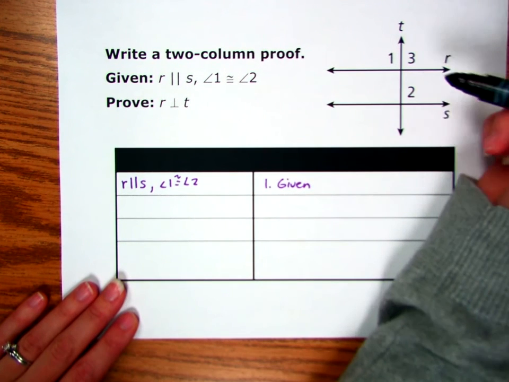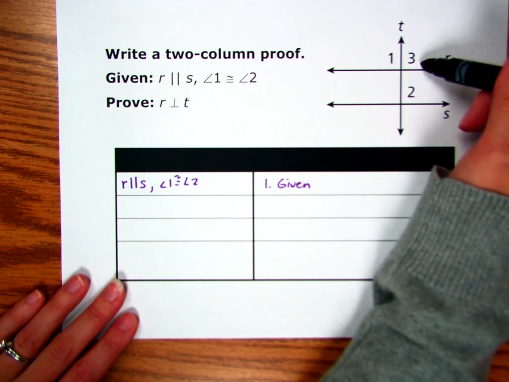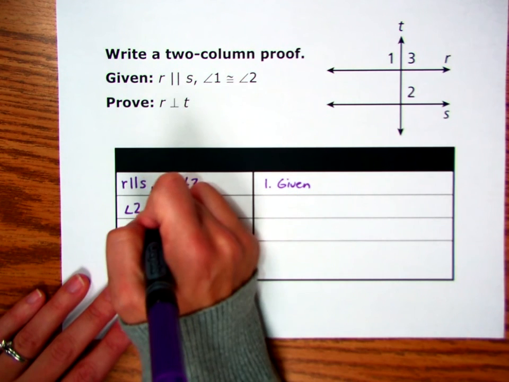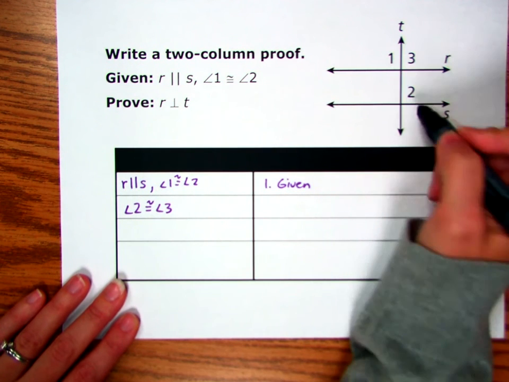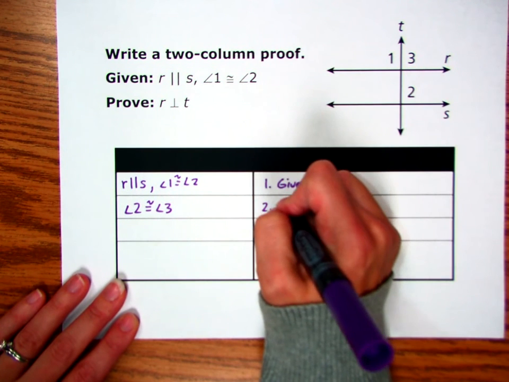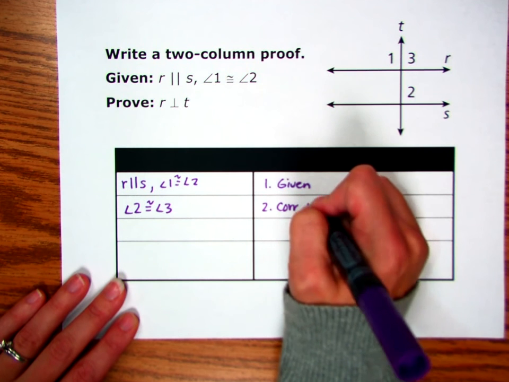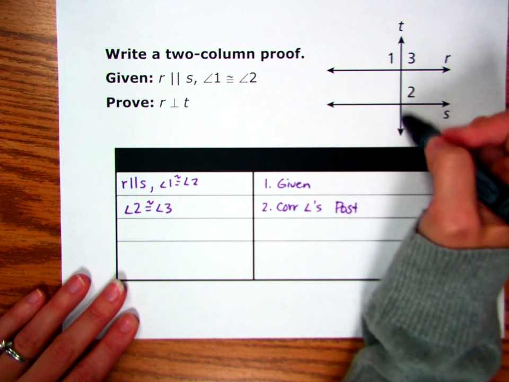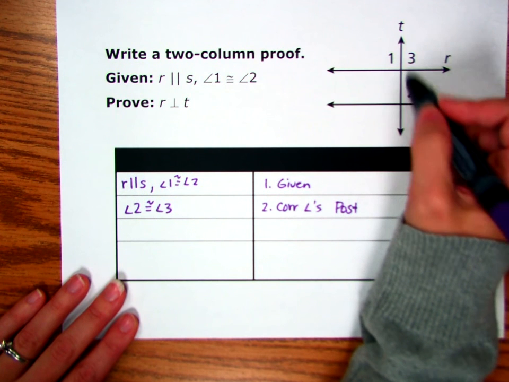If you look at the picture here, if R and S are parallel, that means angle 2 and angle 3 have to be congruent. Angle 2 is congruent to angle 3. Why? These are corresponding angles. So we have the corresponding angles postulate that says that if you have two parallel lines cut by a transversal, the corresponding angles are congruent.